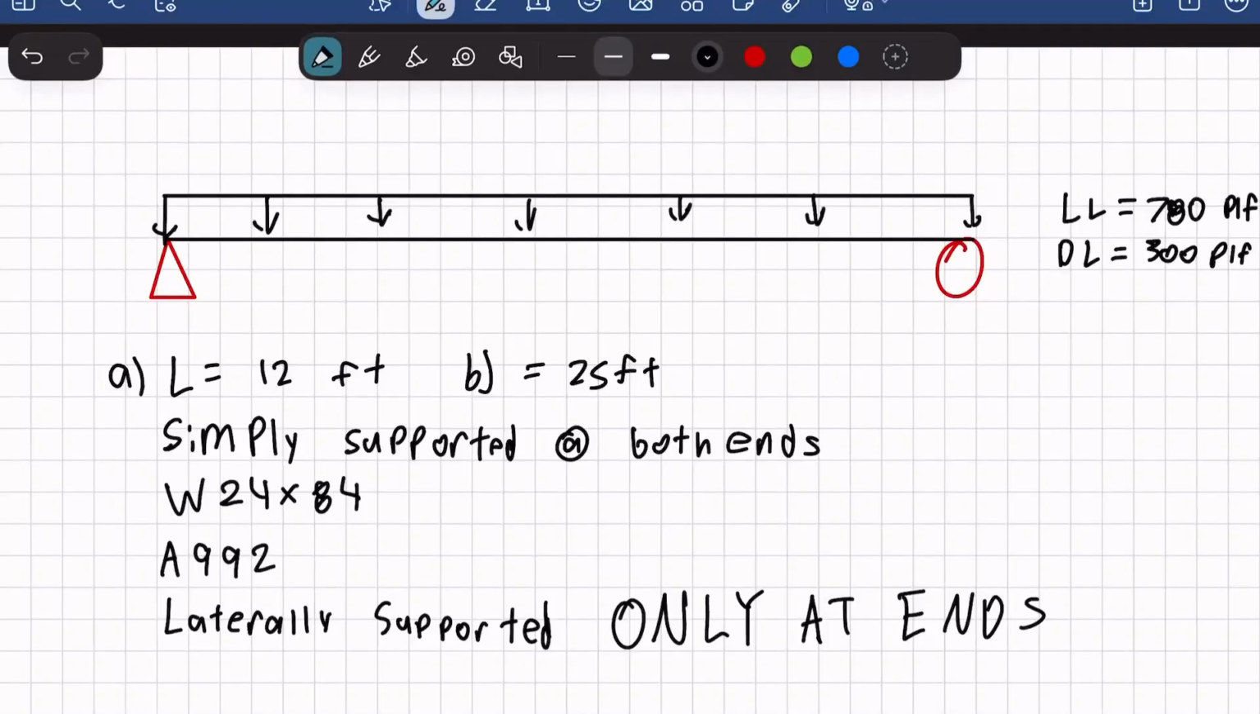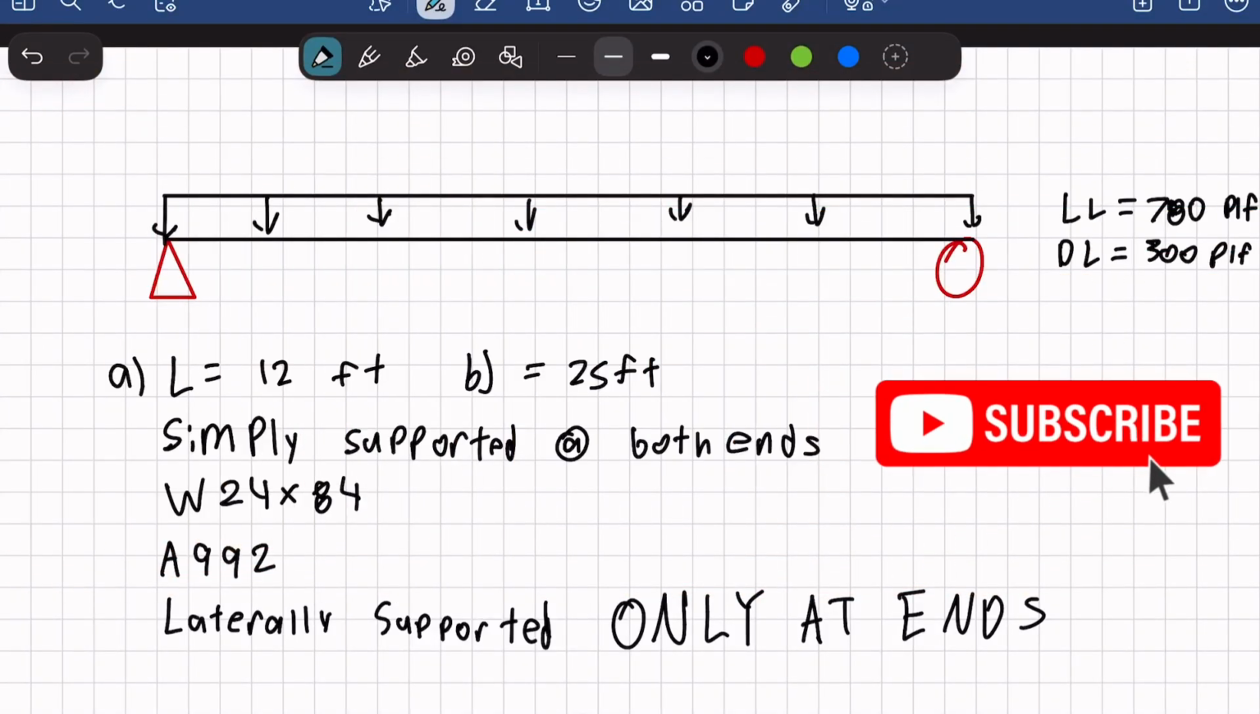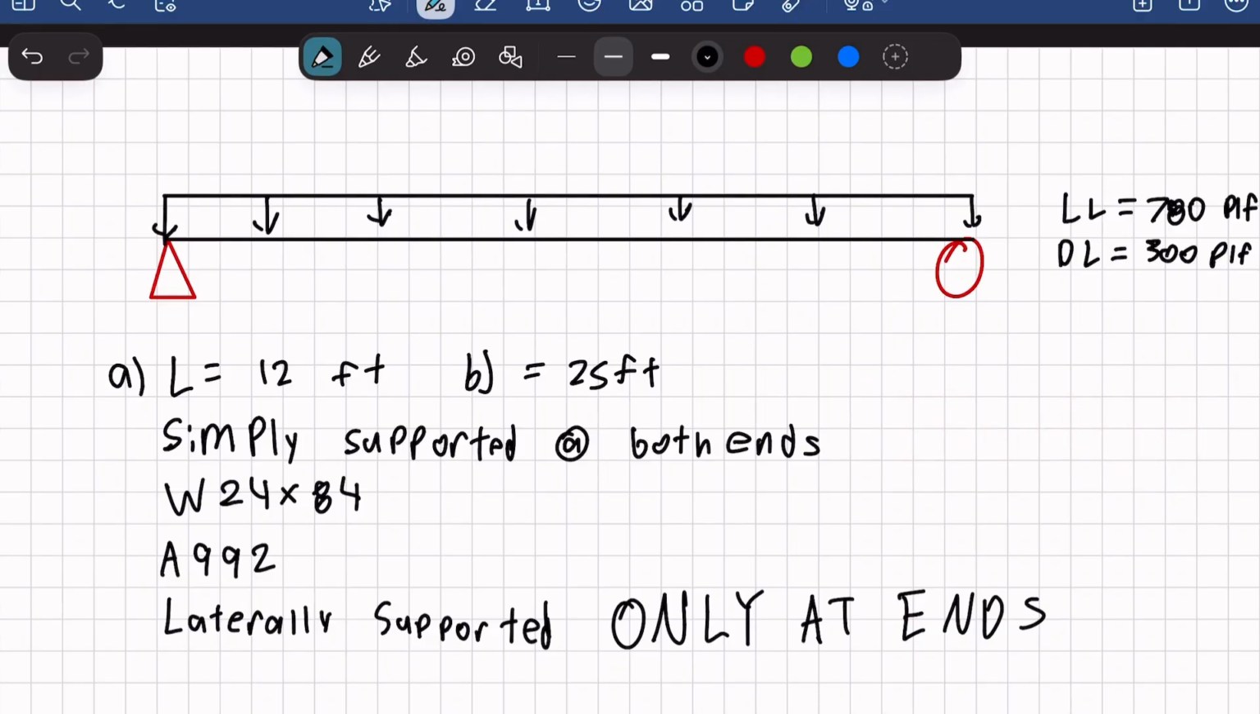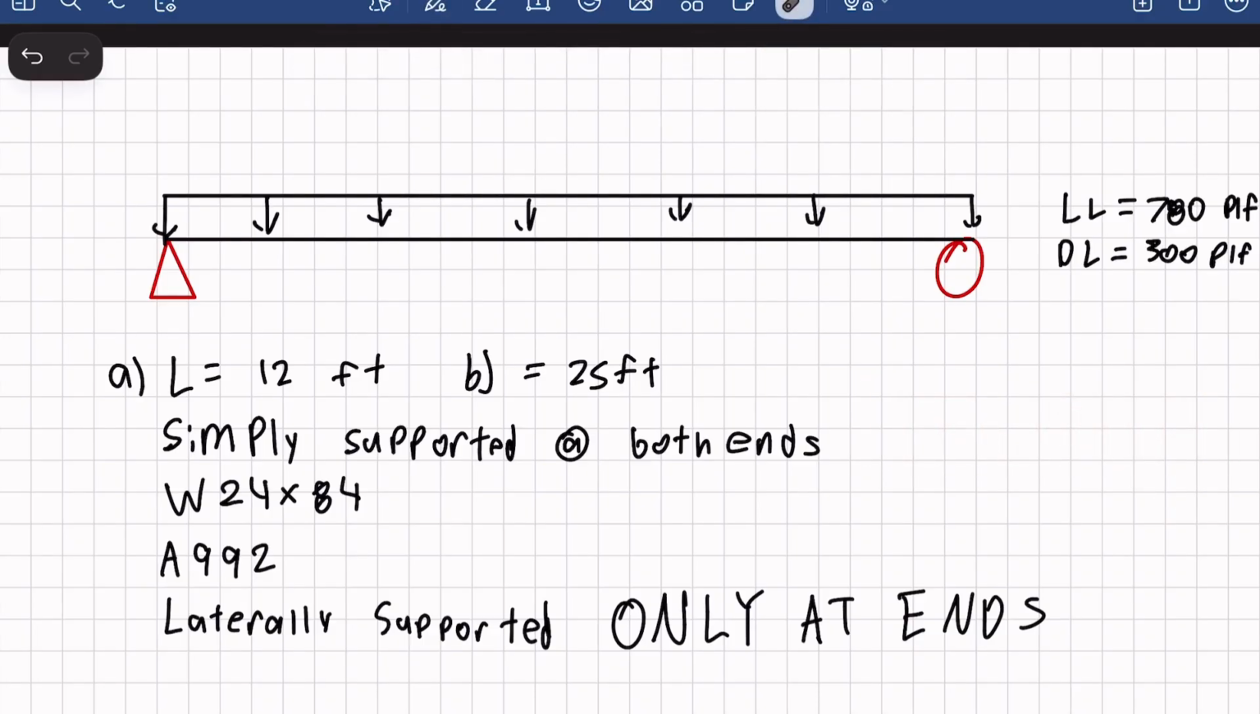Let's conduct a flexural analysis of a beam. In this problem, we have two parts. We have one system of a W24x84 A992 steel beam, one at 12 foot and one at 25 foot. We're going to analyze both of them for flexural strength and see whether they can support the loads that are given to us here.